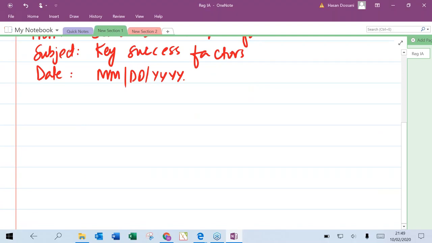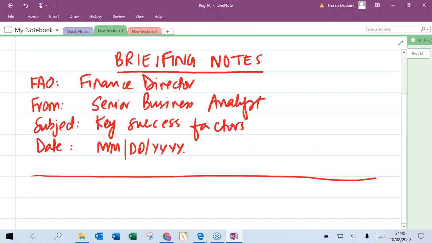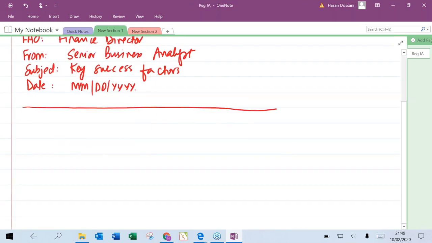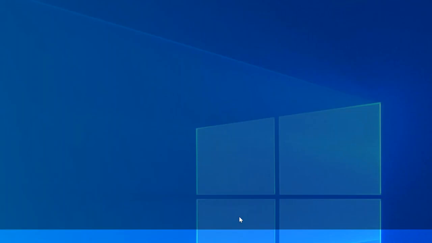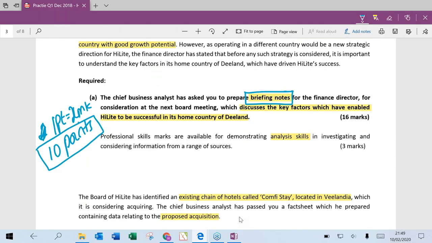Now, leave one line, and now you have to give an opening sentence or an intro para. I think I would like to draw a line, okay, to separate the two from and stuff like that. And now you can write a small intro para. Again, do not create something on your own. Just pick up the introduction para from the paper. Just copy paste the key wordings from the requirement. So I would say this briefing notes discusses the key factors which have enabled highlight to be successful in DLAND. As simple as that.